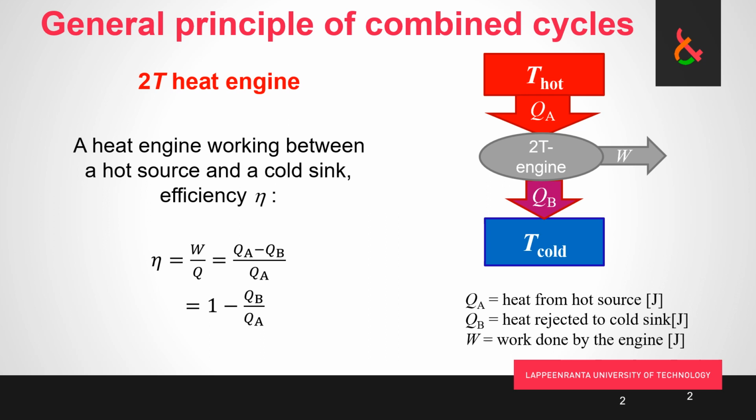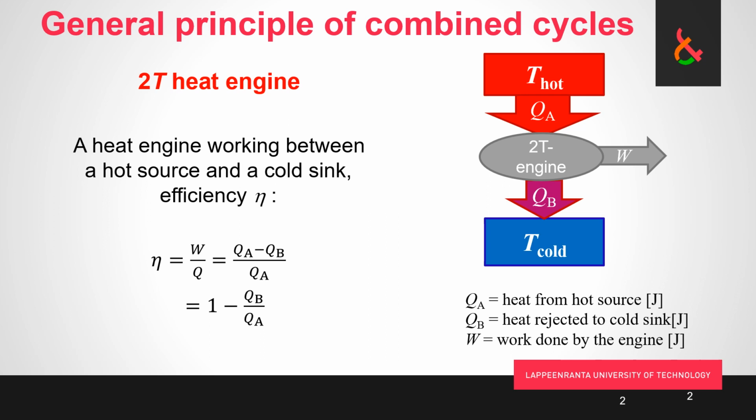So according to the first law of thermodynamics, we cannot create or destroy energy. So in stationary state, that means that this amount of work has to be the difference between these two heats. And then we can divide by QA, and we get 1 minus this heat rejected divided by the heat input.